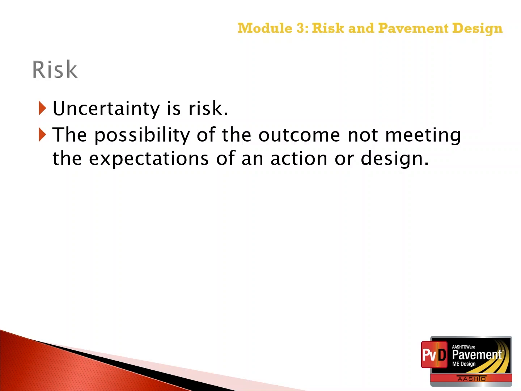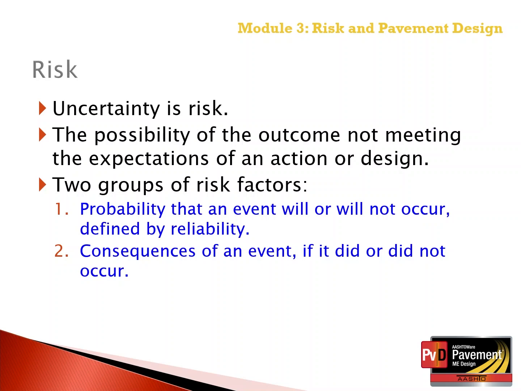As an example, there is a risk of overloaded trucks along a roadway segment, or the occurrence of a 200-year cold temperature event or rainfall event that may not be taken into account during design. So the risk factor is composed of two groups of risk factors. One of those is the probability that an event will or will not occur, which can be defined through reliability. The consequence of that event, if it did or did not occur, is the second group of risk factors.